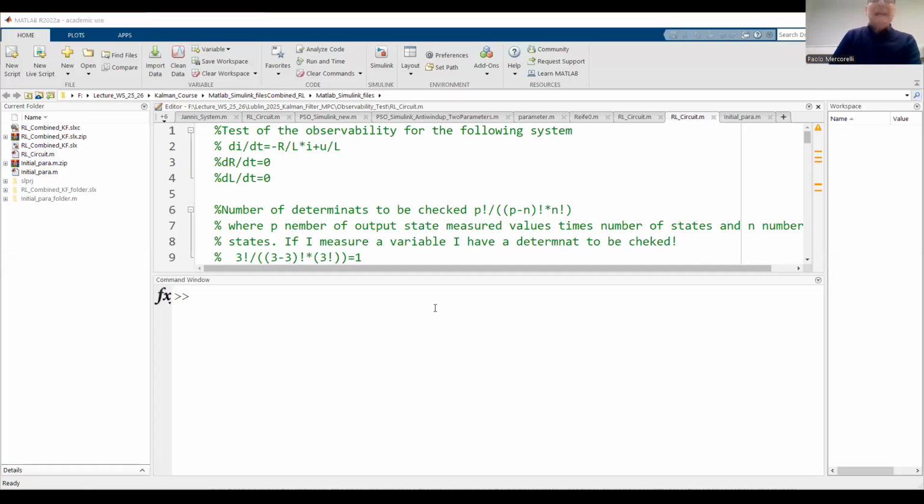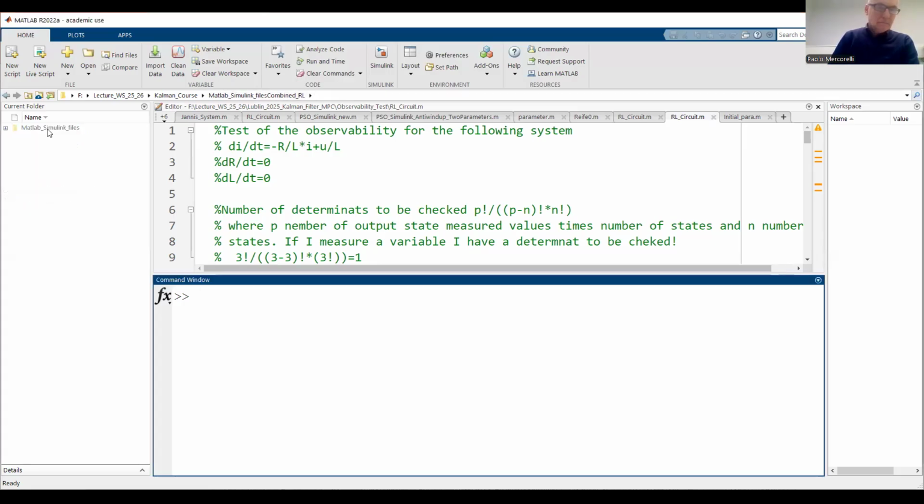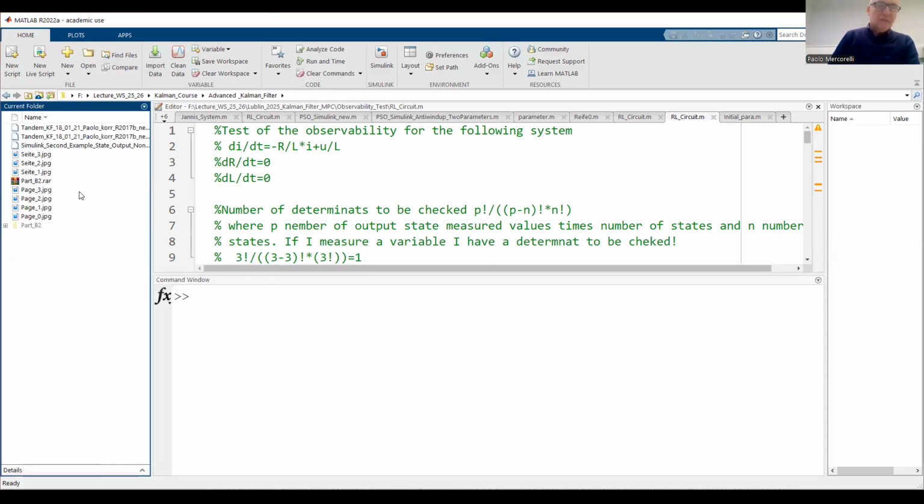Okay, let me find the file, which we will find in my study. Let me see if it's here. Tandem, it seems to be this one. I don't know. I'm not sure, but let me see.